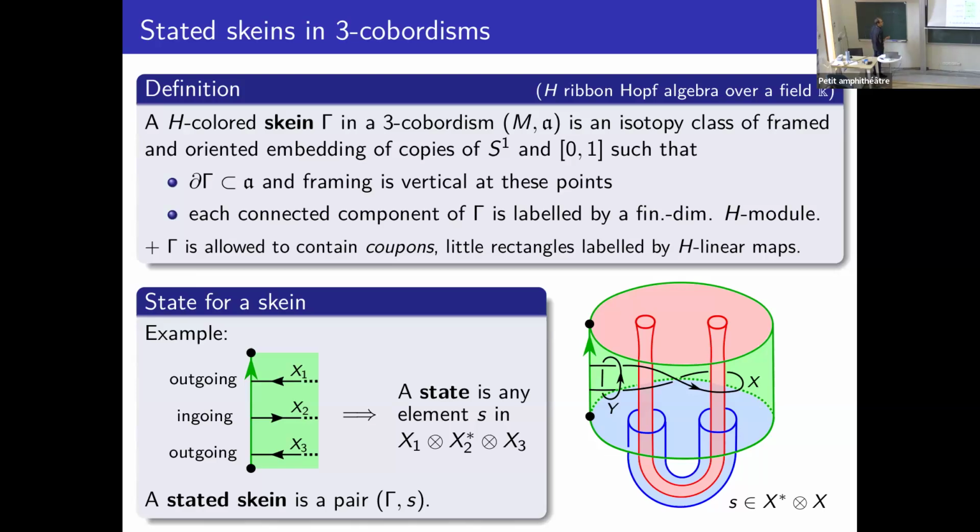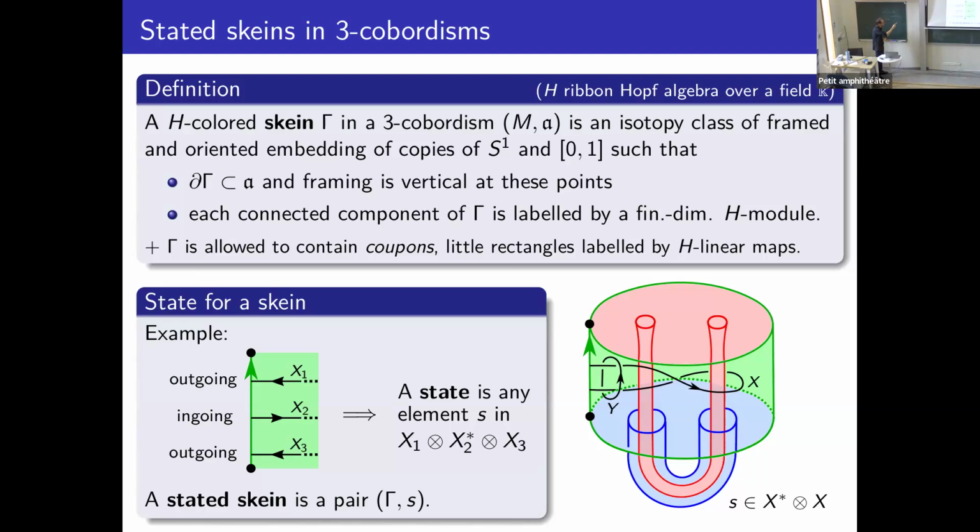Then in this case, actually, you can color everything with the fundamental representation, C2, okay? And C2 has a two-dimensional basis. So you can call the basis vectors V minus and V plus. And then in this case, the states are just signs, okay? You just put plus or minus for states. Also, since C2 is self-dual, you can forget orientation, okay?